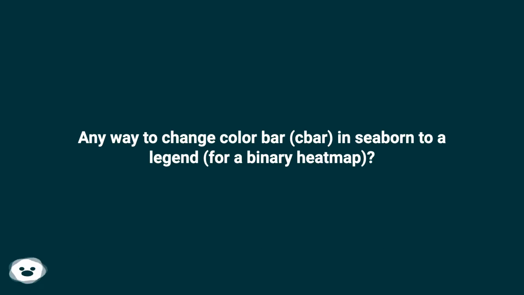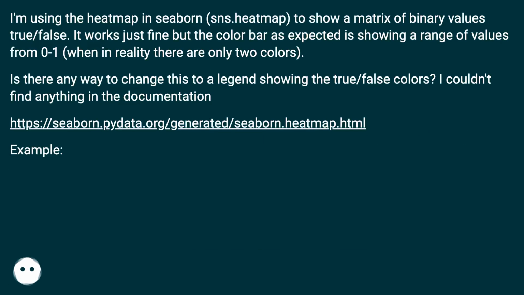Any way to change the color bar, cbar, in Seaborn to a legend, for a binary heatmap? I'm using the heatmap in Seaborn, sns.heatmap, to show a matrix of binary values, true/false. It works just fine, but the color bar, as expected, is showing a range of values from 0 to 1, when in reality there are only 2 colors. Is there any way to change this to a legend showing the true/false colors?